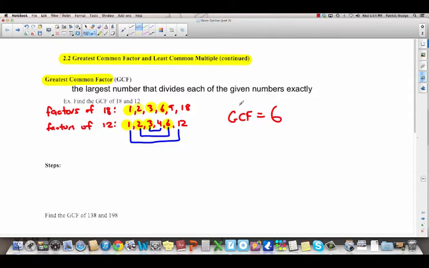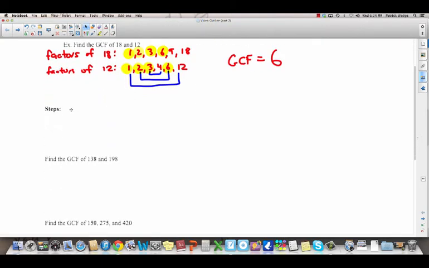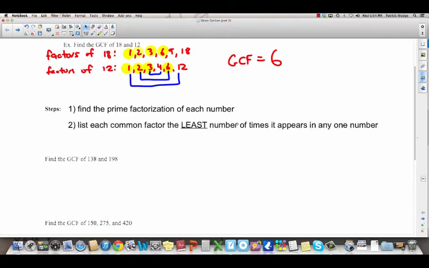Now, that's great when you have numbers like 18 and 12, but what if you had numbers like 138 and 198? You don't want to do it this way. This would be way too hard. So we need a different method, and here are the steps for this other method. First thing you're going to do is find the prime factorization of each number. Hey, we did that last time. Remember, those were the tree factors. So we're going to do one of those for each one of the numbers. Then we're going to list each common factor the least number of times it appears in any one number.